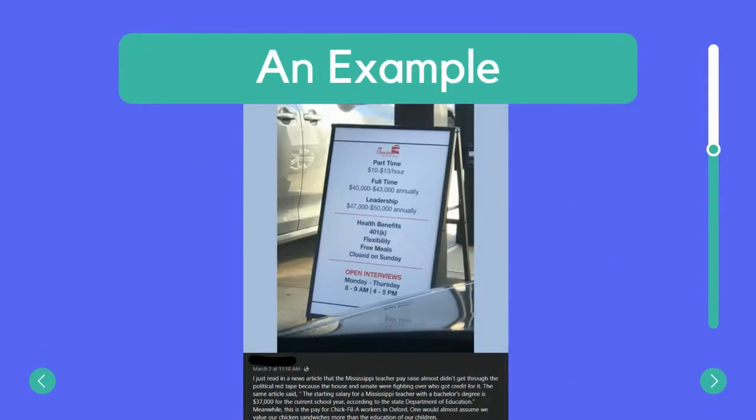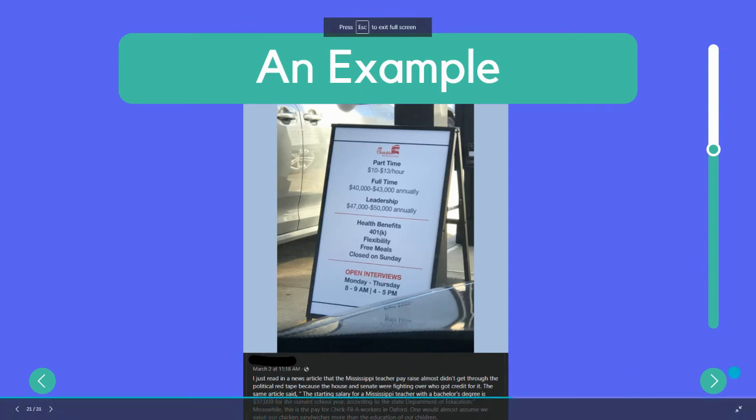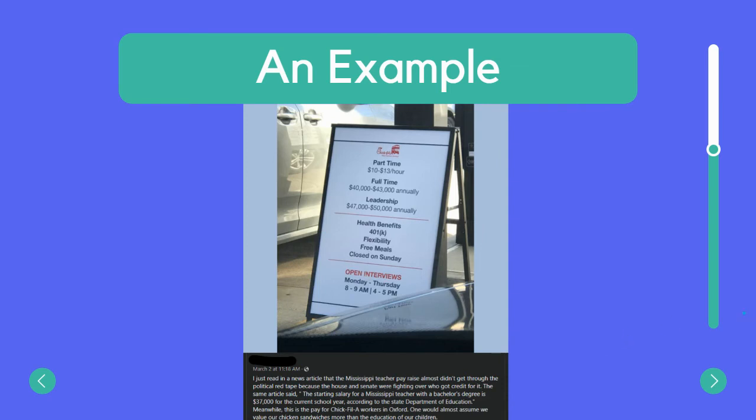So, scrolling through the Book of Faces, one of my friends reposted this. And the focus on this is going to be down here in the writing. It says, I just read in a news article that the Mississippi teacher pay raise almost didn't get through the political red tape because the House and Senate were fighting over who got credit for it. The same article said, the starting salary for a Mississippi teacher with a bachelor's degree is $37,000 for the current school year, according to the State Department of Education. Meanwhile, this is the pay for Chick-fil-A workers in Oxford. One would almost assume we value our chicken sandwiches more than the education of our children.